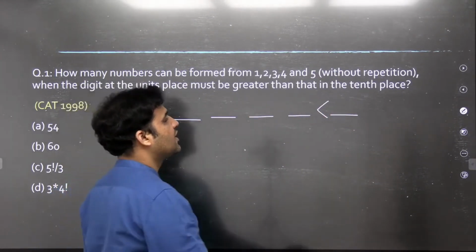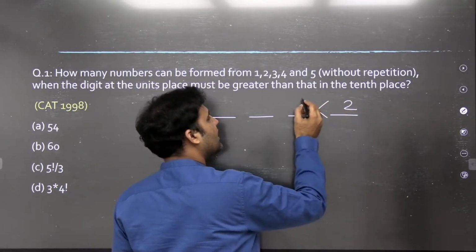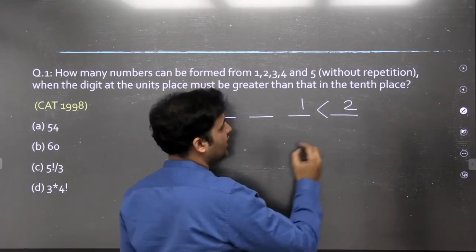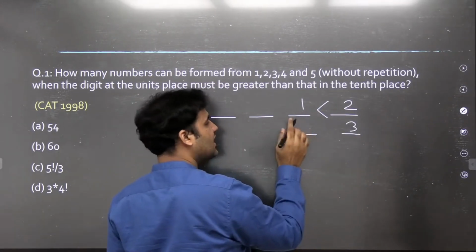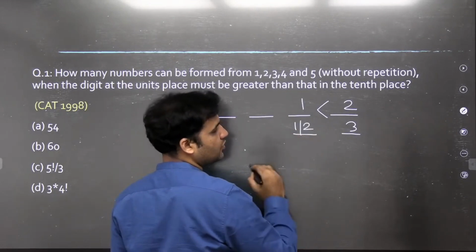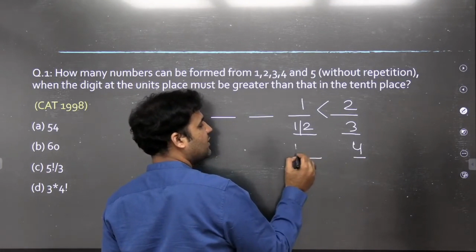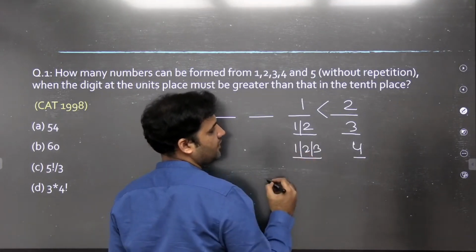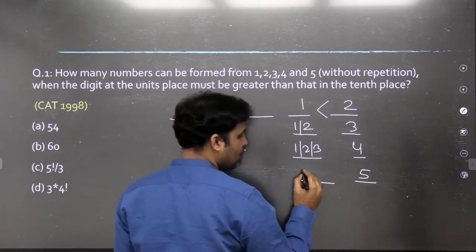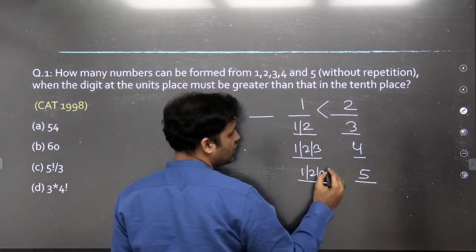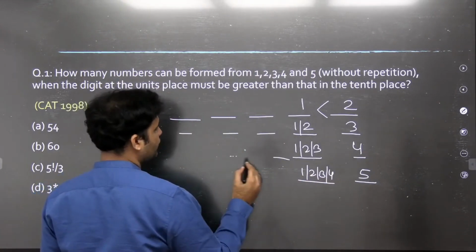That means if I am placing 2 over here, the digit that can come over here is 1 only. If I am placing 3 at the unit place, the digit that can come on the 10th place is either 1 or 2. If I am placing 4 over here, the digit that can come at the 10th place is either 1, 2 or 3. If I am placing the digit 5 over here, the digit that can come on the 10th place is 1, 2, 3 or 4. Right? So these are the conditions that you are supposed to follow.